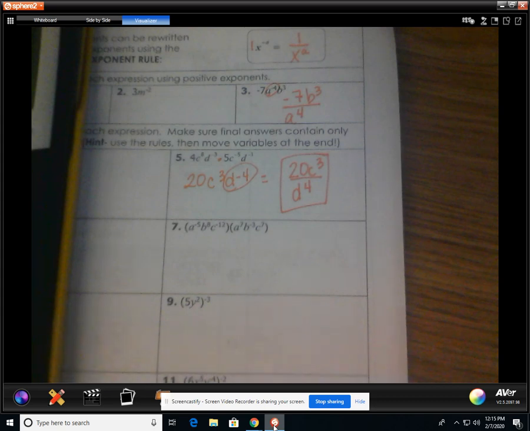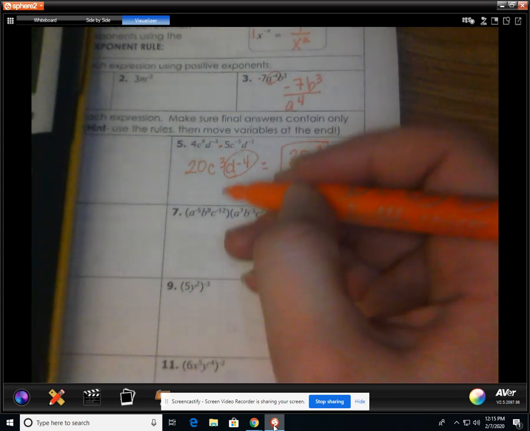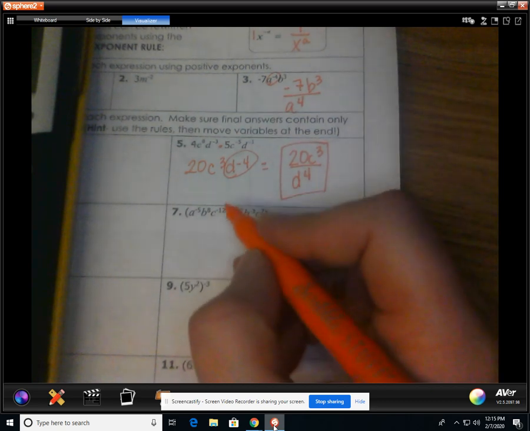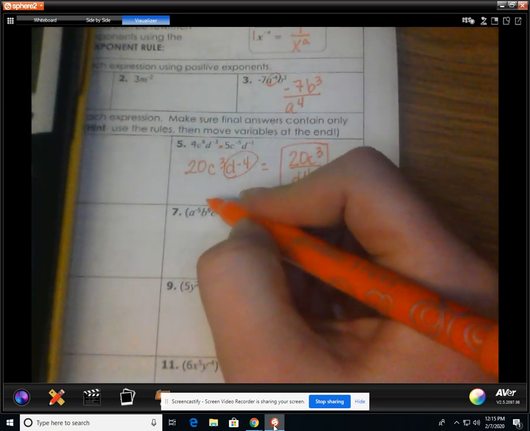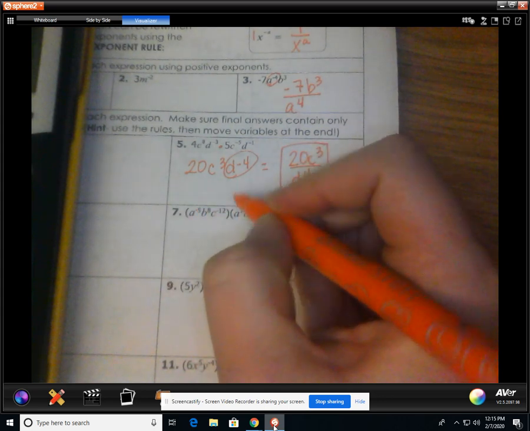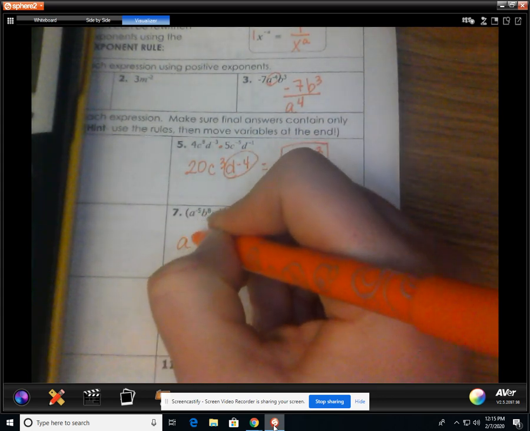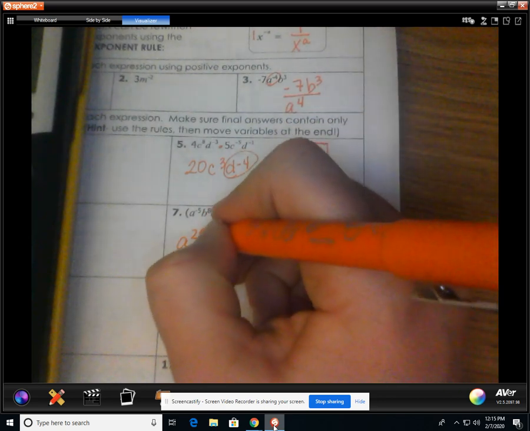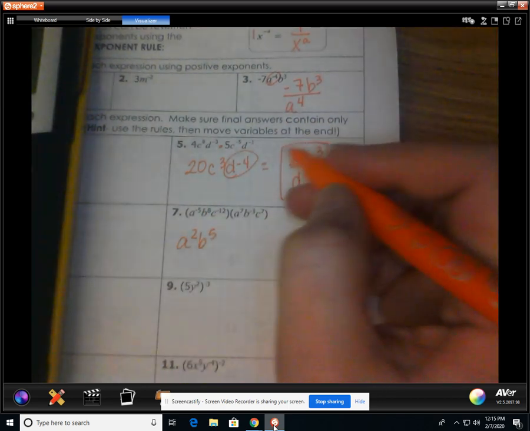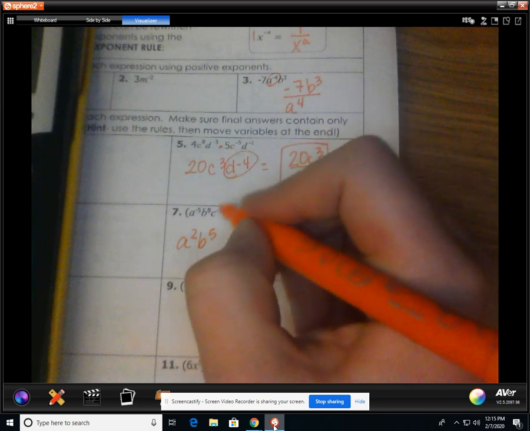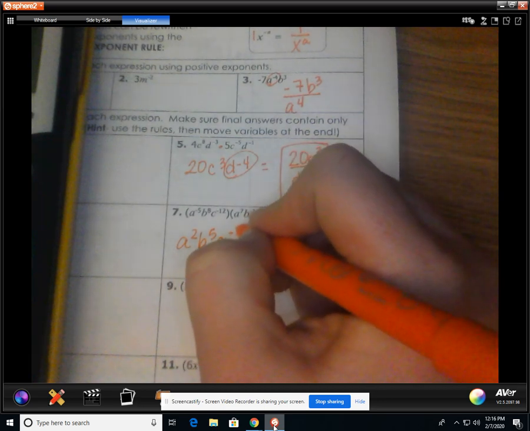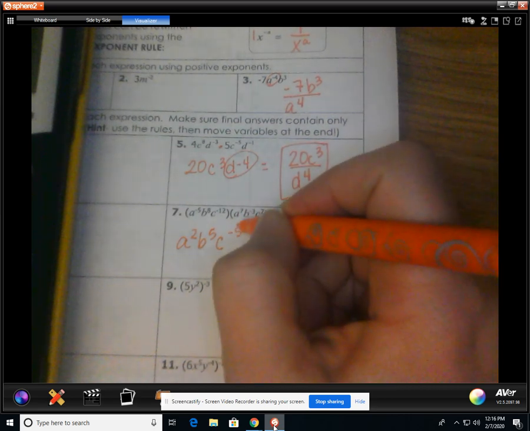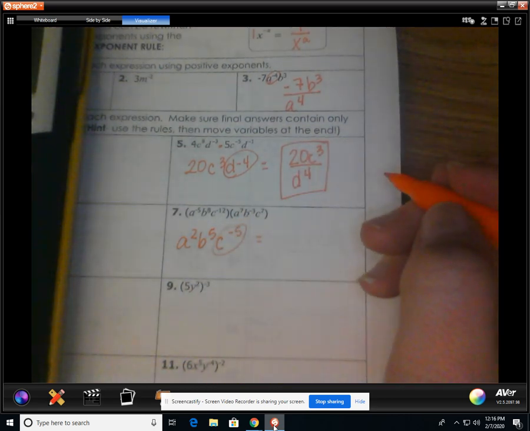Okay, for number 7, again, it's a multiplication problem, but I don't have coefficients this time, so I don't need to multiply any numbers. I'm just going to go straight to adding my exponents. So for a, I have negative 5 and 7, which will give me a squared. For b, I have 5 and negative 3, which gives me b to the fifth. And for c, I have negative 12 and 7, which when I add gives me c to the negative fifth. I'm not okay with that as my final answer because right here I have a negative exponent.